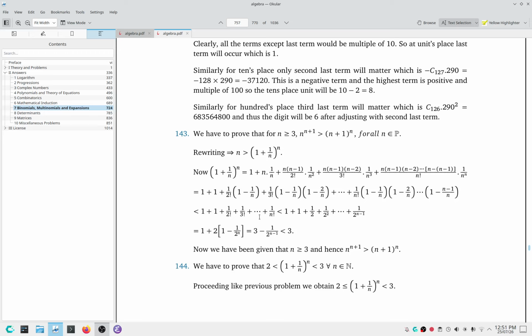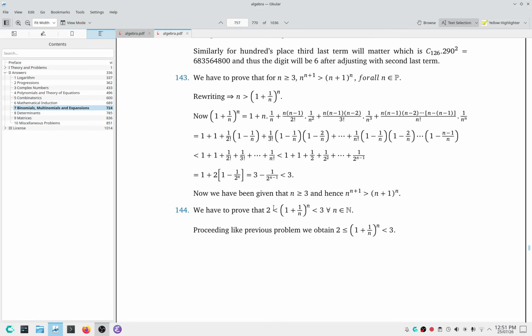This is less than that. And this expression is less than 1 plus 1 plus 1 upon 2 plus 1 upon 2 squared and so on up to 1 upon 2 to the power n minus 1. And this expression is equal to 1 plus 2 times (1 minus 1 upon 2 to the power n), which is equal to 3 minus 1 upon 2 to the power n minus 1, which is less than 3. Now we have been given that n is greater than or equal to 3, and hence n to the power n plus 1 is greater than n plus 1 to the power n.